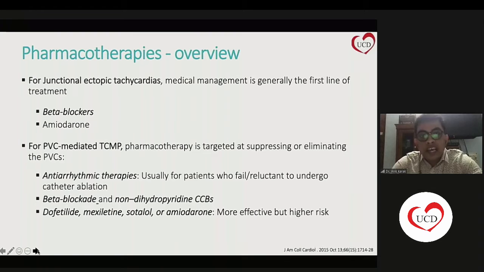For junctional ectopic tachycardias, medical management is generally the first line of treatment: beta blockers and amiodarone. For PVC-mediated tachycardiomyopathy, pharmacotherapy is targeted at suppressing or eliminating the PVCs. Antiarrhythmic therapy is usually for patients who fail or are reluctant to undergo catheter ablation. Options include beta blockers, non-dihydropyridine CCBs, dofetilide, mexiletine, sotalol, or amiodarone.